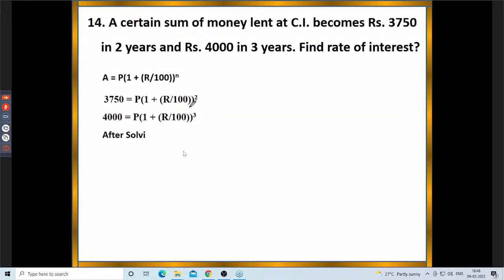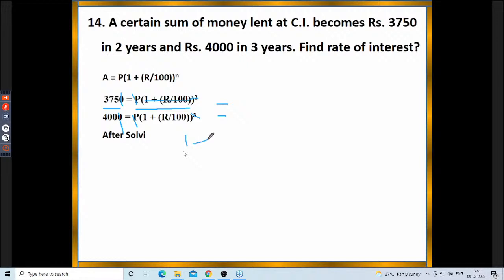If you observe clearly, if you solve both the equations, equation 1 by equation 2, P and P both are cancelled. And here, 1 plus R by 100, 2 times are there, here 3 times are there. So 2 cancel, only 1 time left. Here also 0, 0 cancel. Now it is easily possible to find the rate of interest. 375 by 400 is equal to 1 by 1 plus R by 100.